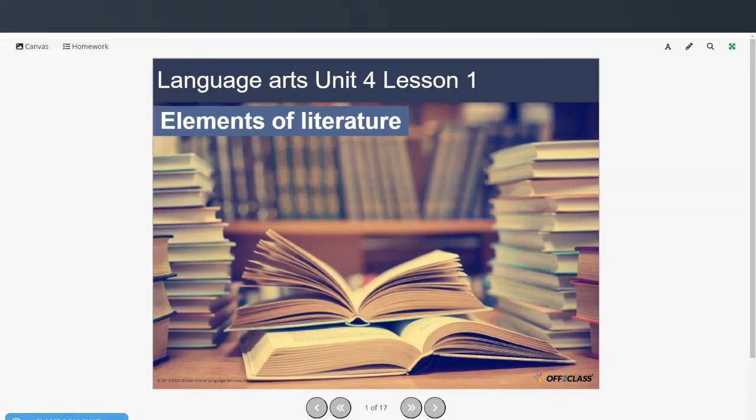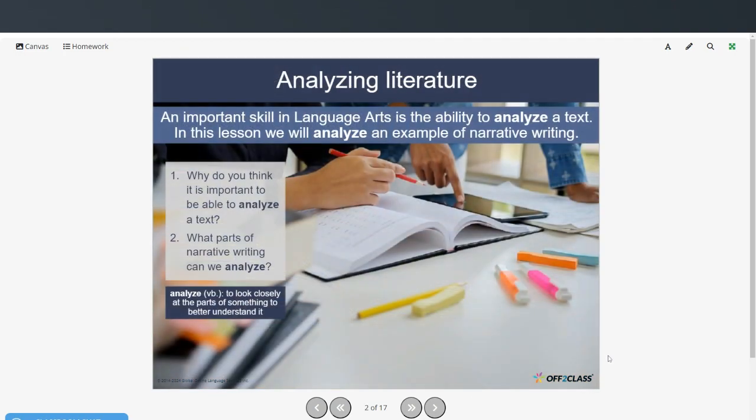This is a B1 level language arts lesson, and today we're going to be talking about the elements of literature. An important skill in language arts is the ability to analyze a text. So in this lesson we will analyze an example of narrative writing. And we have a vocabulary definition first.